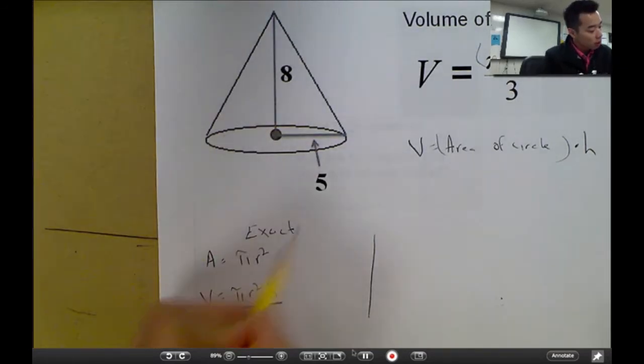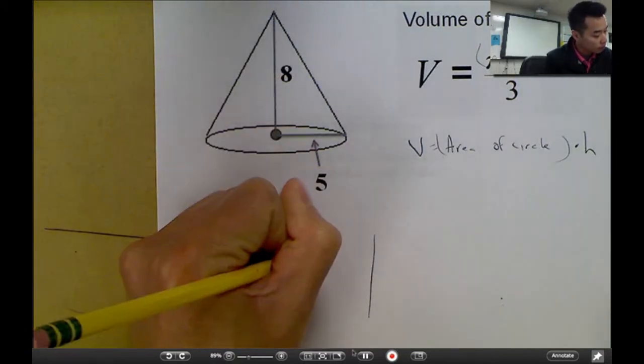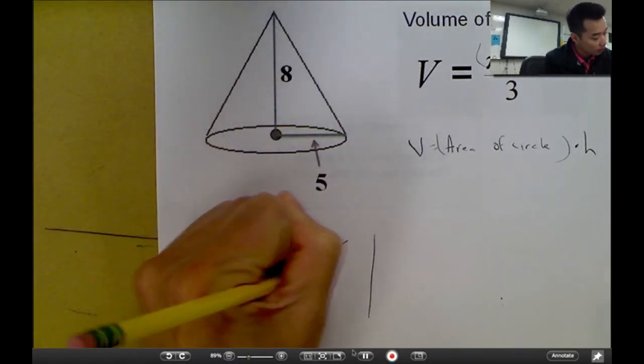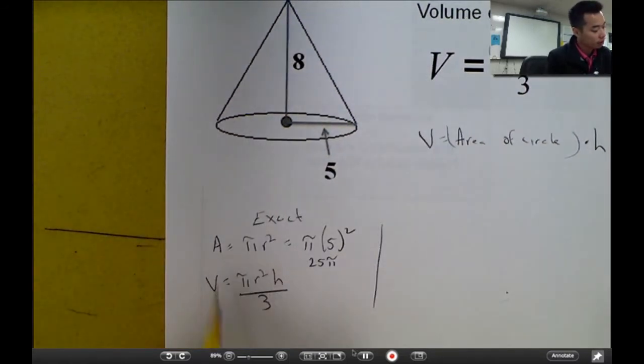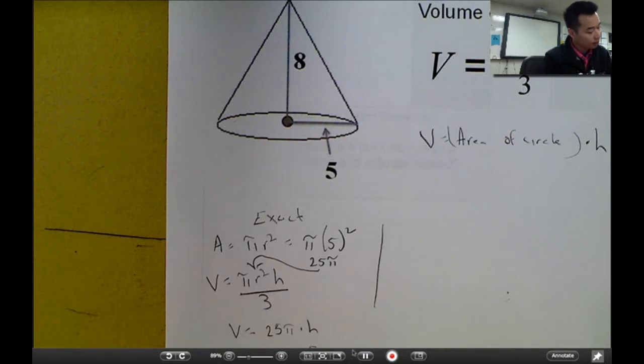The area is going to be pi times radius squared. So the area is going to be 25 pi. Now let's bring it down to volume. So we'll put this in for this right here. So volume is equal to 25 pi times the height. Volume is equal to 25 pi times 8. And then we have volume is equal to 200, because we're multiplying these two numbers. 200 pi.